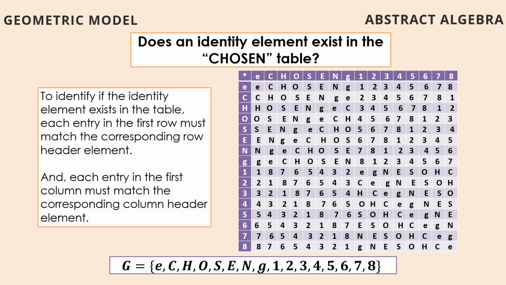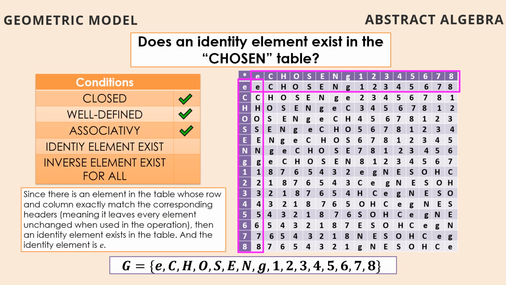Next, does an identity element exist in the chosen table? To identify if the identity element exists in the table, each entry in the first row must match the corresponding row header element, and each entry in the first column must match the corresponding column header element. Since there is an element in the table whose row and column exactly match the corresponding headers, meaning it leaves every element unchanged when used in the operation, an identity element exists in the table, and the identity element is E.